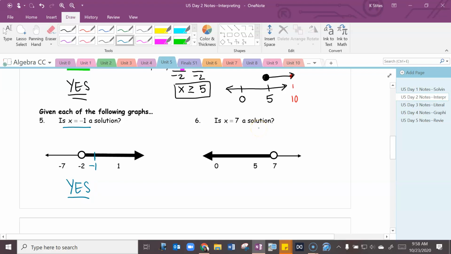And then is x equals 7 a solution? Be careful, open dot here. Since it's an open dot, this is a no. If this dot were closed in, then it would be a yes. All right, but it is open, so it is a no.